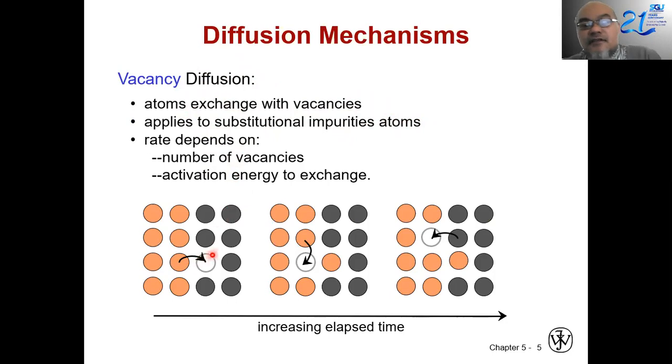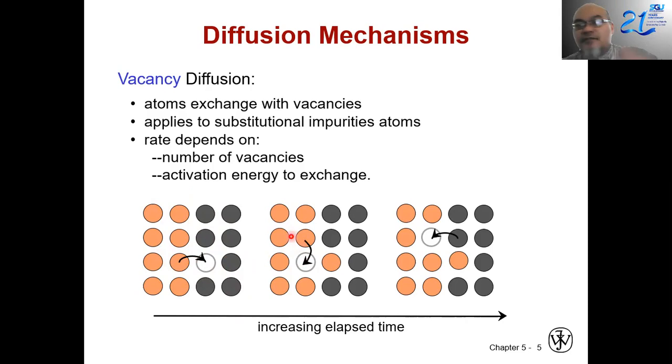to exchange. For example, initially we have this orange and gray atom located next to each other. And then on the gray part of the material, we have one vacancy in the crystal lattice. So the orange atom may hop or jump into that empty position, which means that the vacancy is actually hopping towards the left, right?